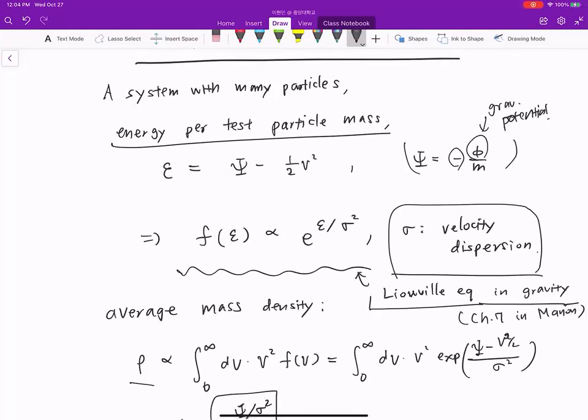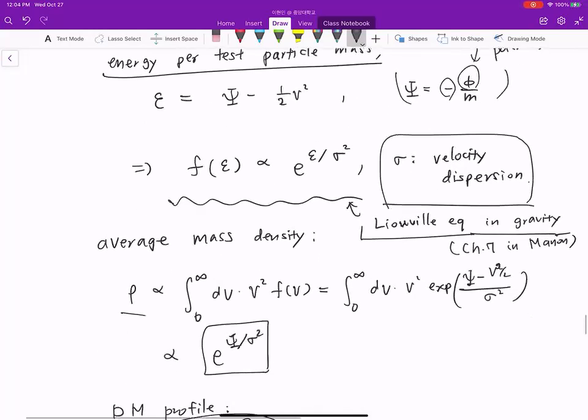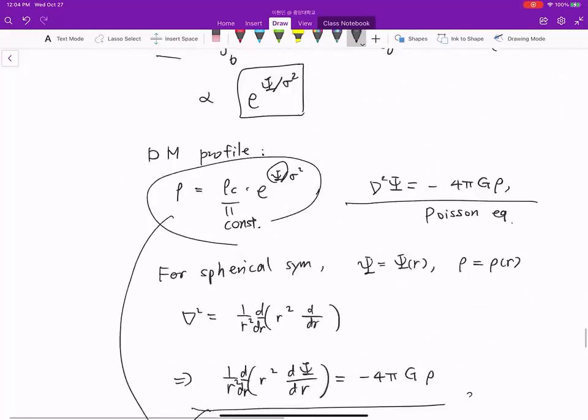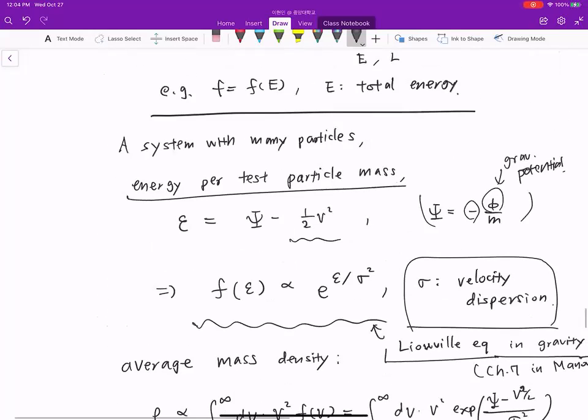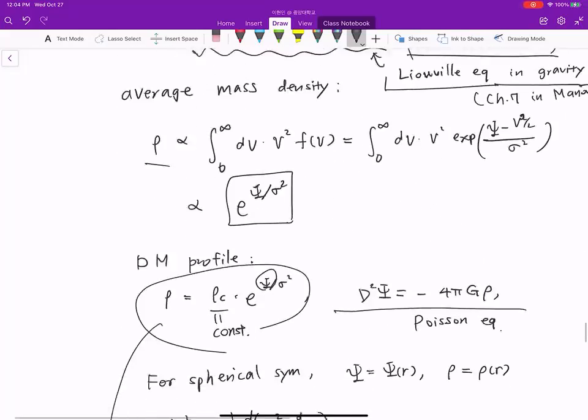Certainly, according to statistical mechanics, you only have to count the number of possibilities, and then you will see the same result. But in particular, for the velocity dependence, you don't need the Liouville equation to determine it, but for the dependence on the gravitational potential, you need the Liouville equation. I think you have learned that already, so let me go on.